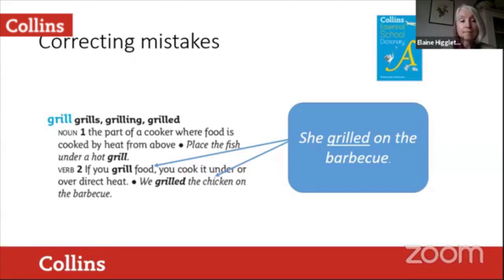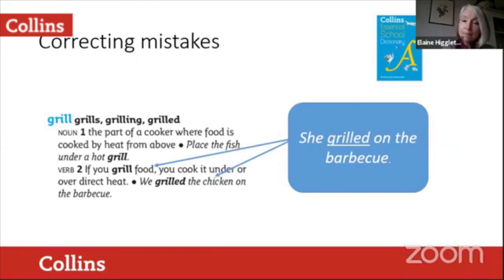What does that mean, she grilled on the barbecue? Grilled what? The sentence means she grilled herself. Perhaps. The sentence means she got the barbecue going and she lay down on it and grilled herself. That's completely nonsense, and that's clearly nonsense. But an examiner reading that in an exam is going to think, I don't understand what the student means here. And it's going to contribute to the loss of marks.